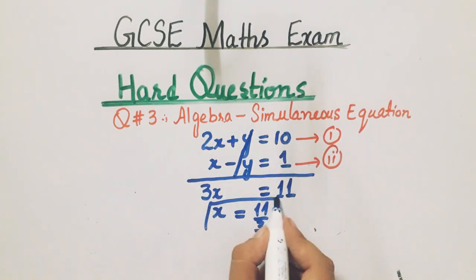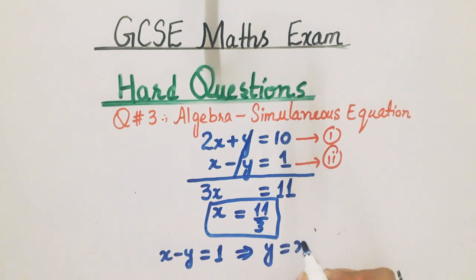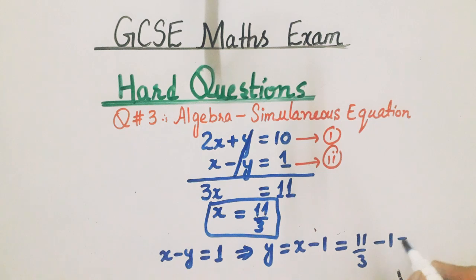Now put the value of x in any one equation. So we will put in the second equation, x minus y equals 1. To get the value of y, we will write y equals x minus 1. It means 11 by 3 minus 1. Take LCM, that is 3. So 11 minus 3 is 8 by 3.